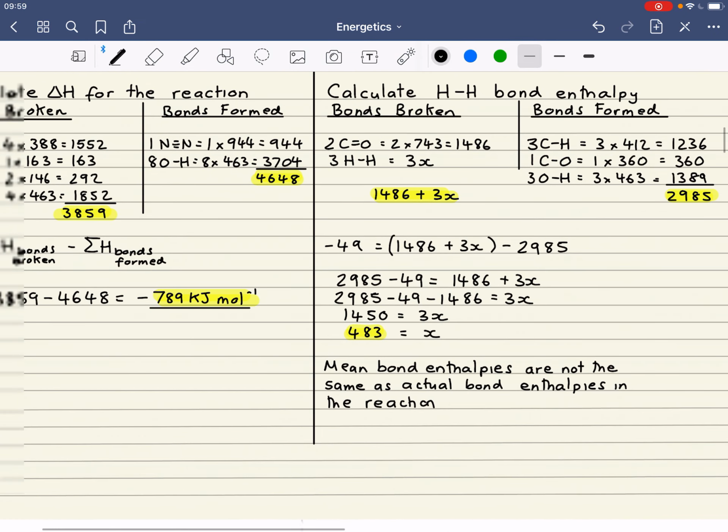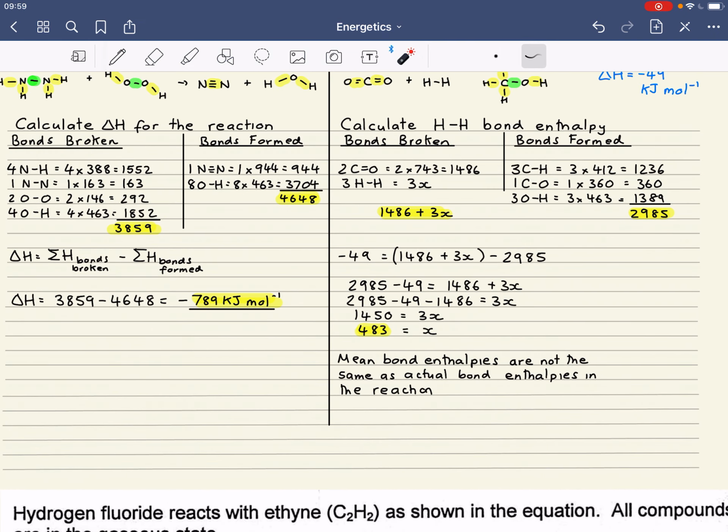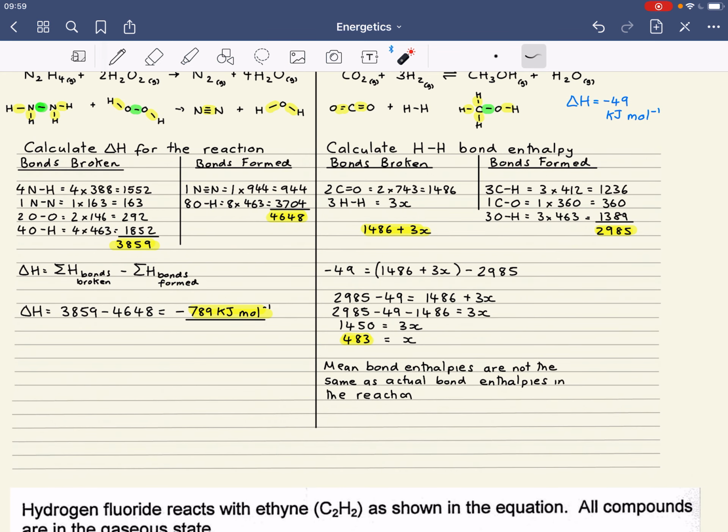So these values that we're working out, this mean bond enthalpy here, they'll be slightly different to what the actual true values would be. This is a theoretical way to work out enthalpy changes, or in this case, the mean bond enthalpy. Again, they'll be slightly different to the actual value due to this very important point here.